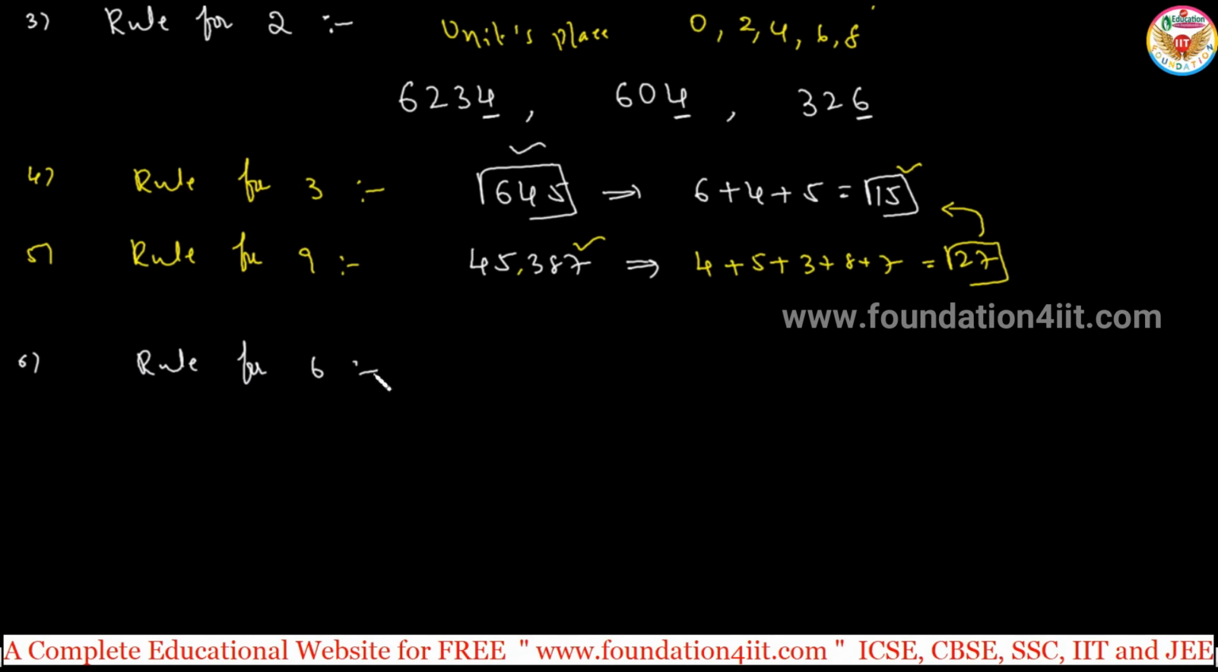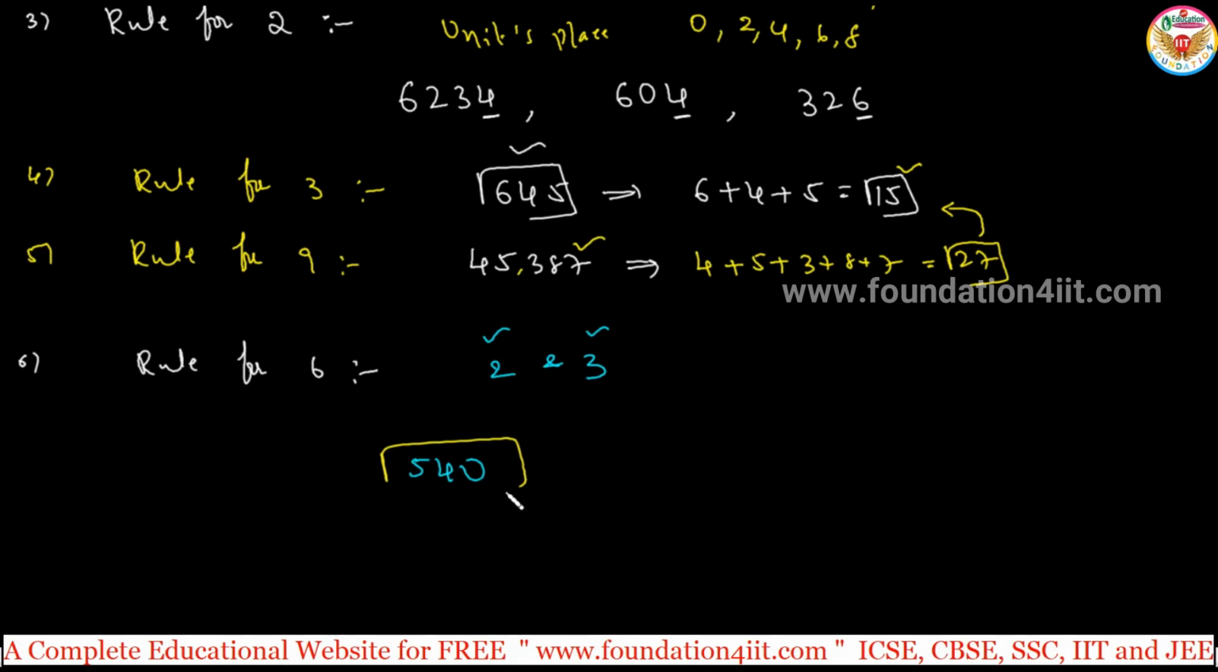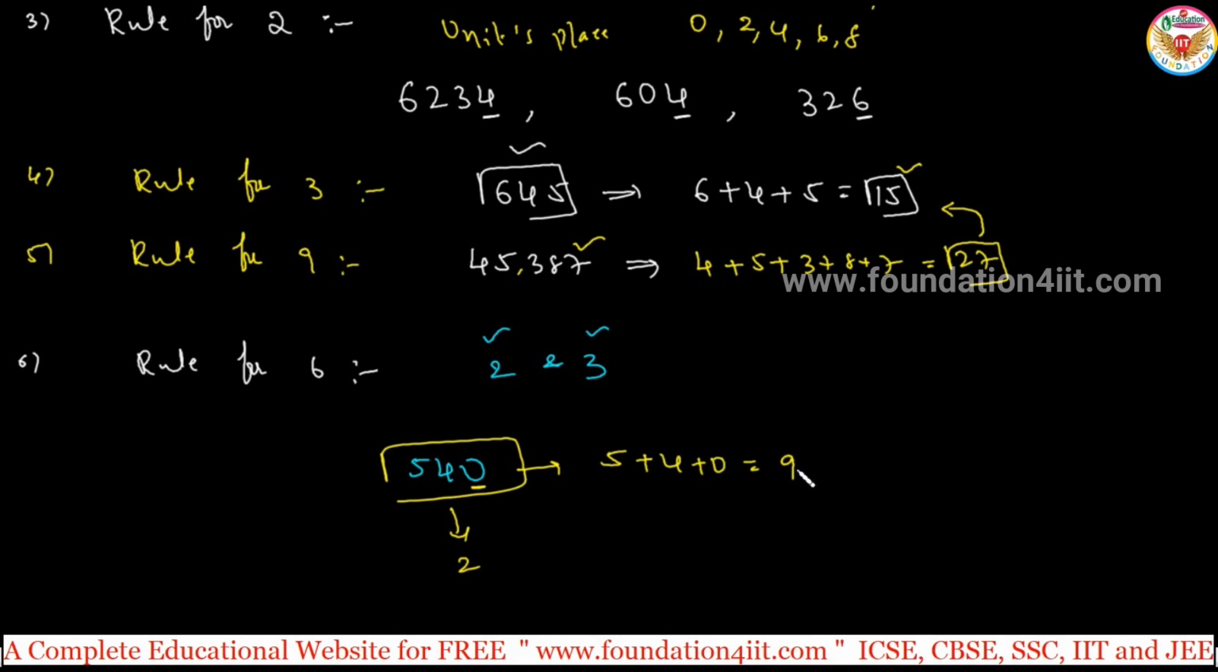Divisibility rule for 6: if a number is divisible by 2 and 3, then the number is divisible by 6. So the rule for 2 and the rule for 3 both should be satisfied for the rule for 6. Right? We take the number 540. In this, the units place is 0, so it is divisible by 2. And the sum of the digits, 5 plus 4 plus 0, is 9. 9 is divisible by 3, so this number is divisible by both 2 and 3. So 540 is divisible by 6. If either one is not satisfied, it is not divisible by 6.